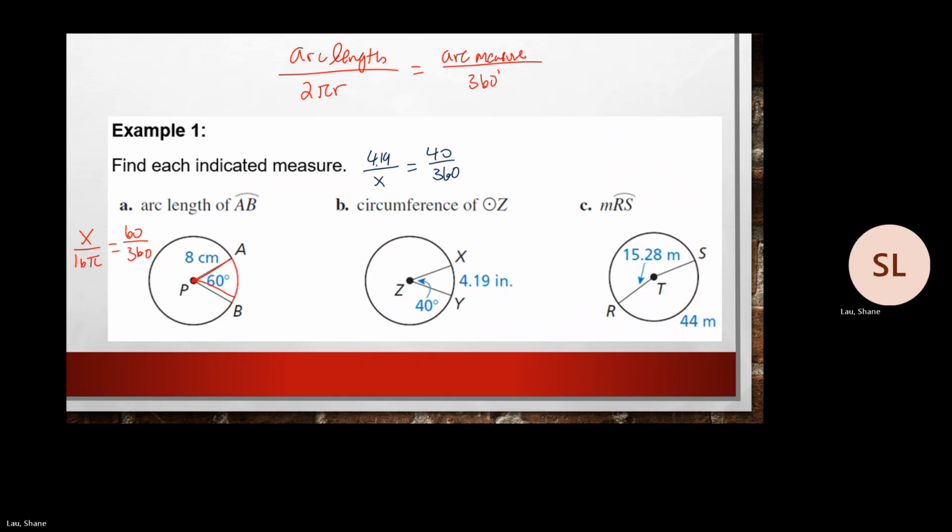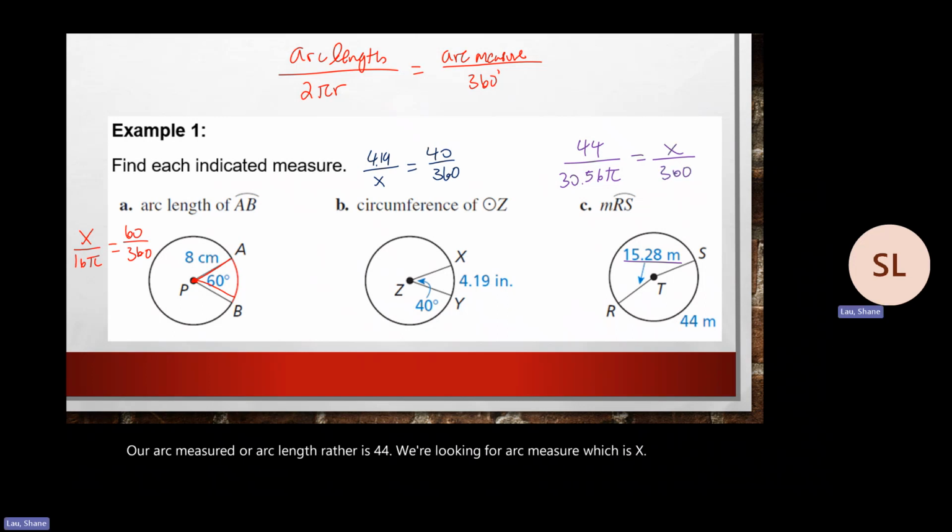Okay. And then the last one here, we know it's going to be our arc measure that we're looking for, because we have our radius. We have 2 times pi times r, our radius, 15.28. And whenever we put that as our radius, we get 30.56 pi. Sorry, 30.56 times pi. Our arc length is 44. We're looking for our arc measure, which is x. And we know that the whole arc measure is 360 degrees.